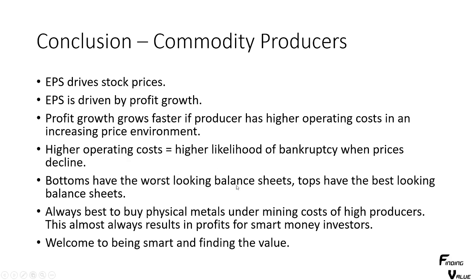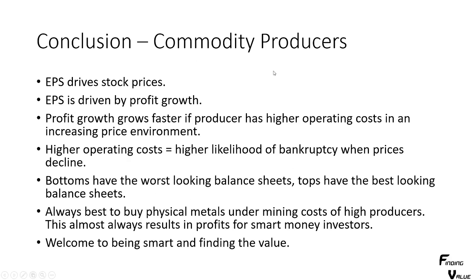Bottoms have the worst looking balance sheets. Tops have the best looking balance sheets in a commodity producer. It's always best to buy physical metals under mining costs of high producers. This almost always results in profits for smart money investors over time. You're just waiting for the price to come up as the supply gets cut back.